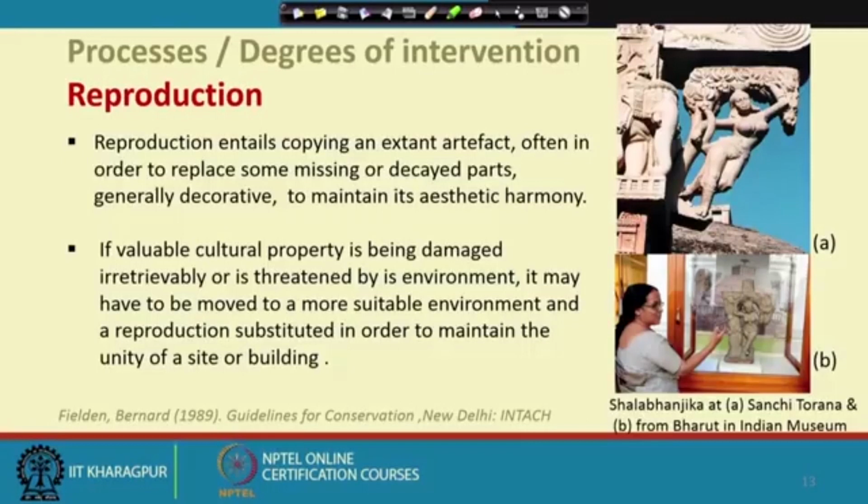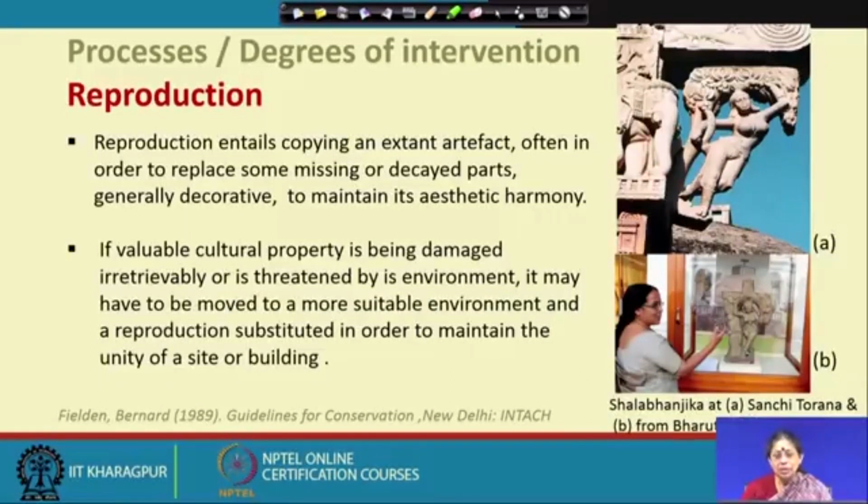For example, this is the Shalabhanjika, which is a very important part of the Indian heritage structures, a lady with a tree. They are important and appear in many places. You can see at the bottom there is a Shalabhanjika, which is actually from Bharhut and which is now kept in the Indian Museum. So, it has been taken there, it is not on the site. But in the upper one, we can see the Sanchi Stupa, the eastern gateway of Sanchi Stupa, where the Shalabhanjika is still there.